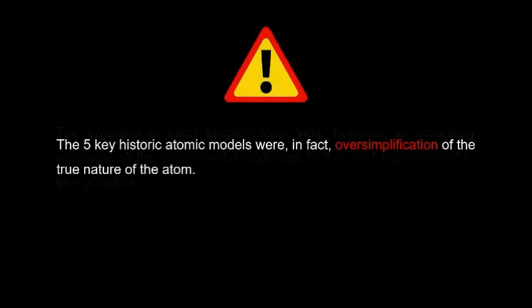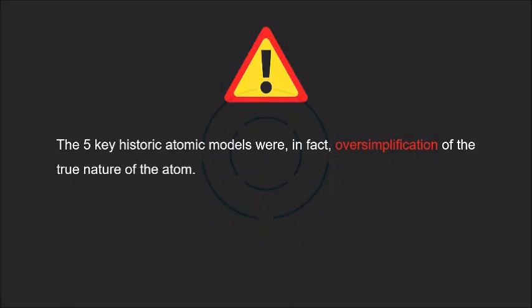The objective of each atomic model was to accurately represent all the experimental evidences in the most comprehensible way possible. The 5 key historic atomic models were, in fact, oversimplification of the true nature of the atom.